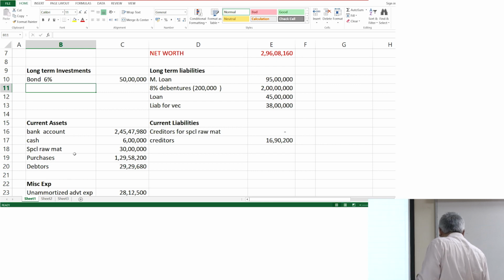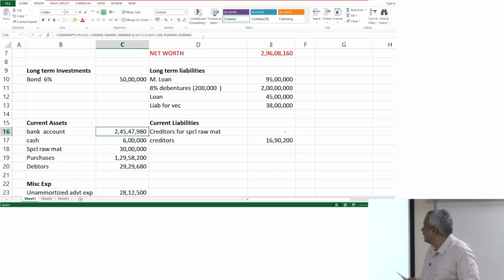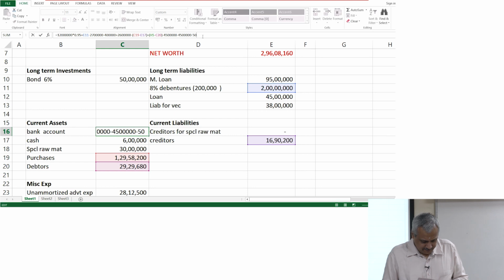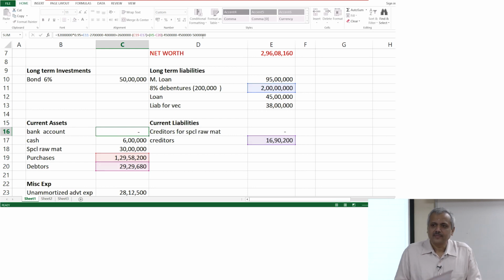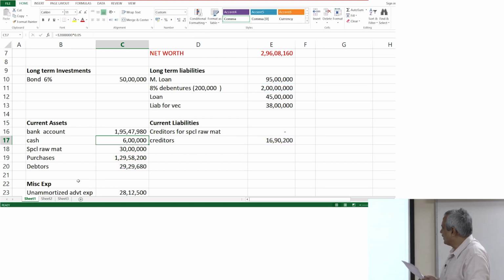In excess of 50 lakhs, what is the amount? To the tune of 50 lakhs. Okay, reduce 50 lakhs from the bank account. On 31st of December, when we close, it will have accrued. As of today, it has not. Today you invested. At the end of today, it will accrue, so we will worry about it at the end.